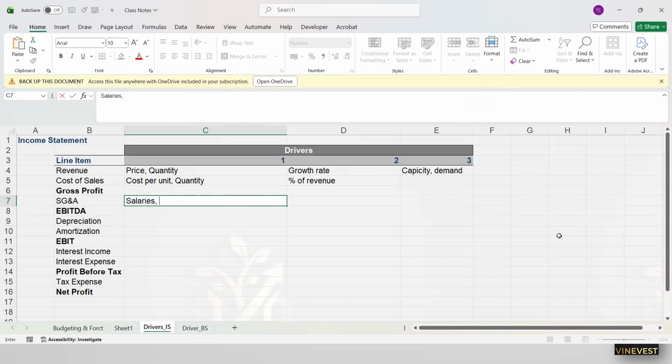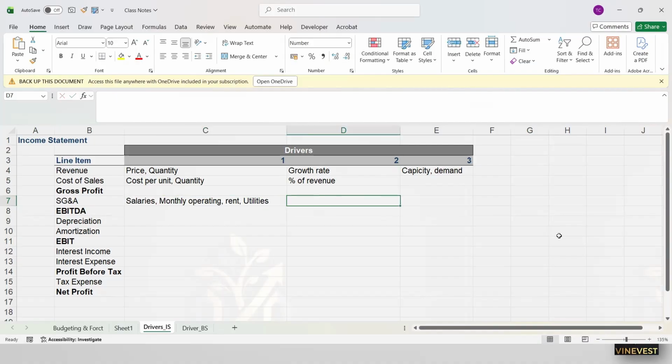What is the monthly operating costs? You want to know what is the monthly operating costs? Maybe the cost of diesel, any other thing that's just general. Then what is the rent? All these things are part of the selling, general, and administrative expenses. The utilities, and so on and so forth. Then if you don't have these figures, you can just project it using the percentage of revenue, right?